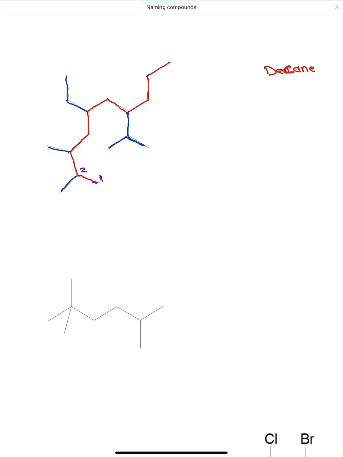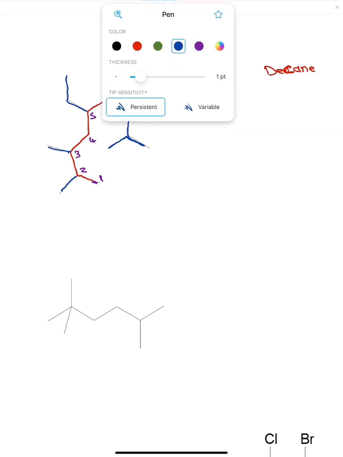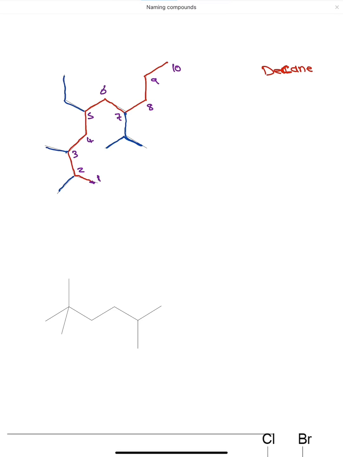So this is 1, 2, 3, 4, 5, 6, 7, 8, 9, 10. Then we would need to look at the different substituents, their positions, and then put them in alphabetical order. So we have the ethyl, we have methyls, and we have isopropyl. We're going to start off with the ethyl to arrange them in alphabetical order. So the final name would start with the ethyl. So we're going to have 5-ethyl, and then we're going to put the isopropyl, so 7-isopropyl.